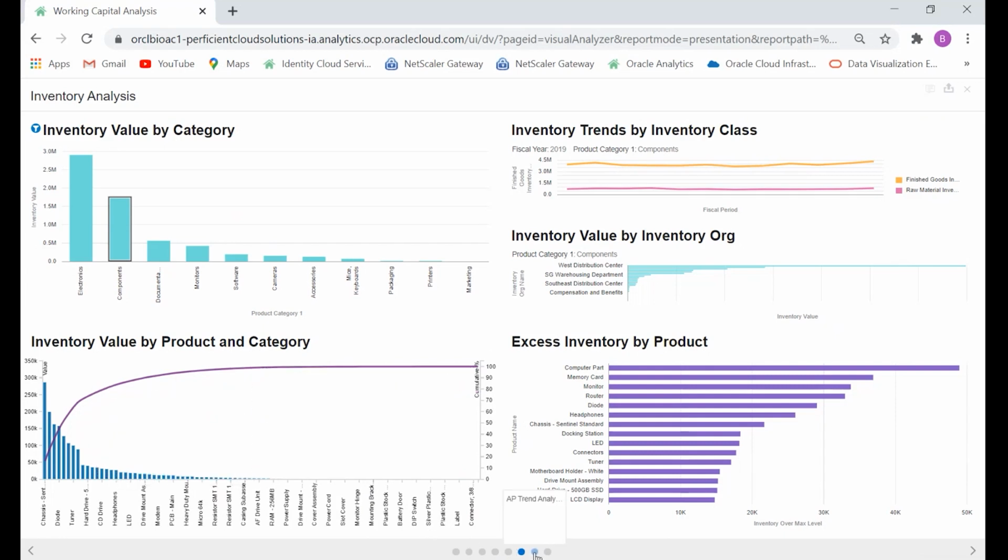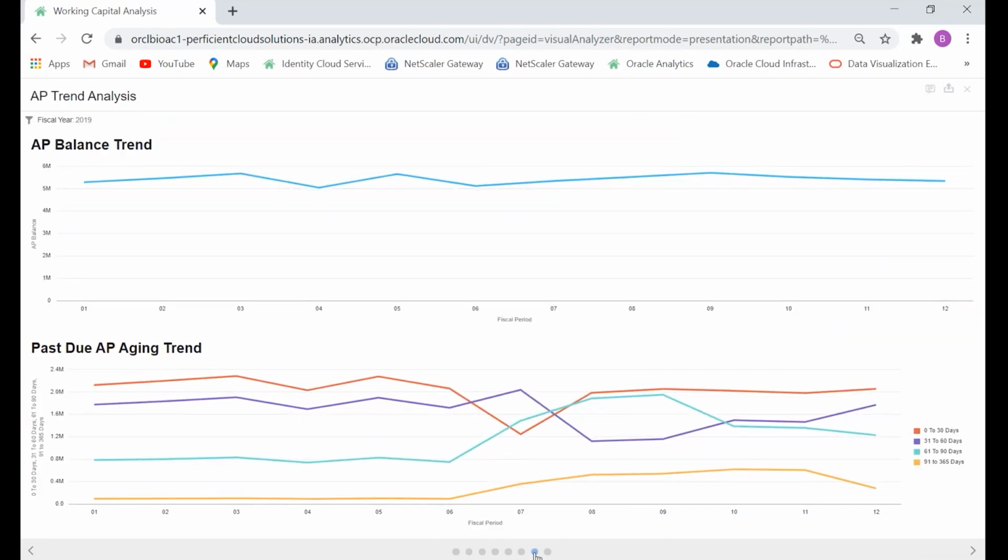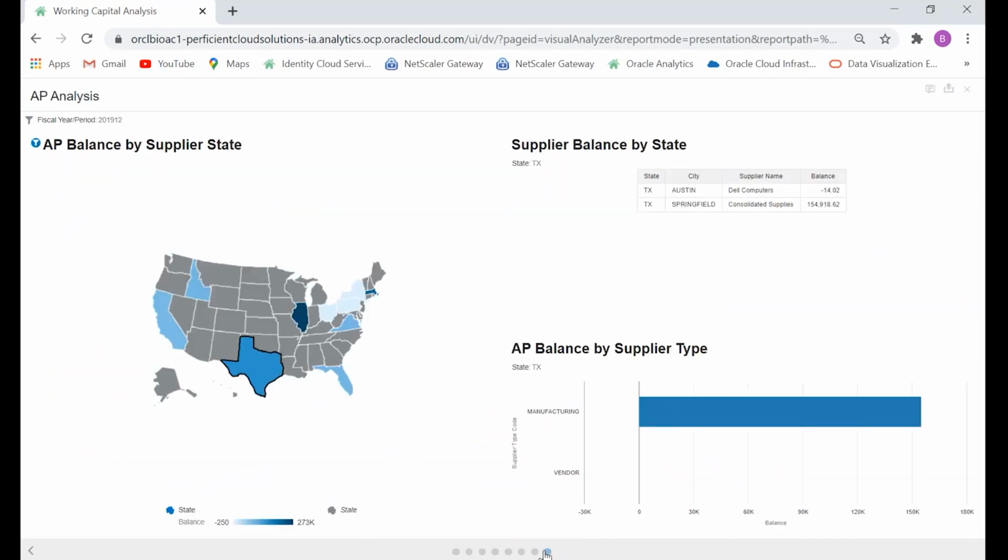The last two pages on the dashboard turn to the current liability side of working capital with analyses of accounts payable, first as trends and then in detail. Although possibly of less urgency than AR, the chart of AP invoice aging can lead to questions about internal process as well as potential vendor relationship issues. The final page examines current accounts payable again, illustrating where suppliers are located, and from this, who the vendors with the largest balances are in a selected state.